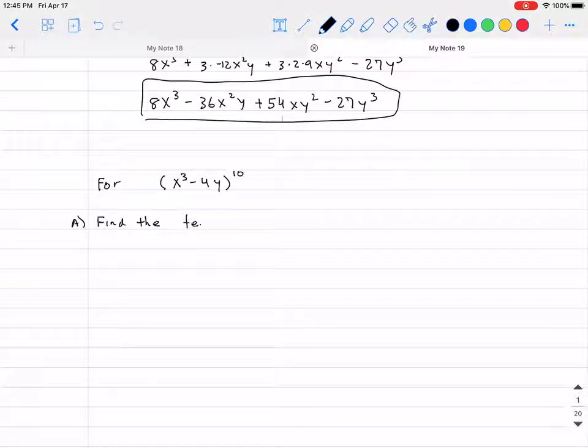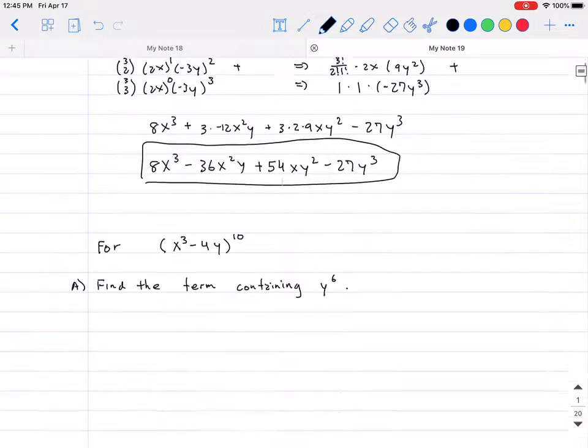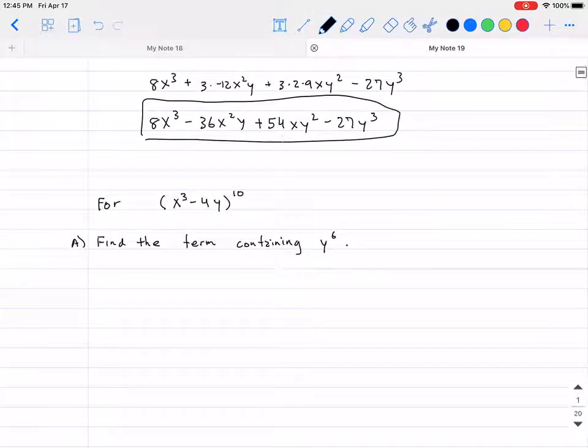Find the term containing y to the 6th. Okay. So then that means we have to utilize what we learned previously in order to figure that out. So the best way to do so is the following. Let's go ahead and set up the same thing as what I just did earlier. We have the first part of the binomial, which is x cubed. We have the second part of the binomial, which is negative 4y. Each one of those will have an exponent, and I need to figure out what those are, because as soon as I do, we can figure out the rest of it.